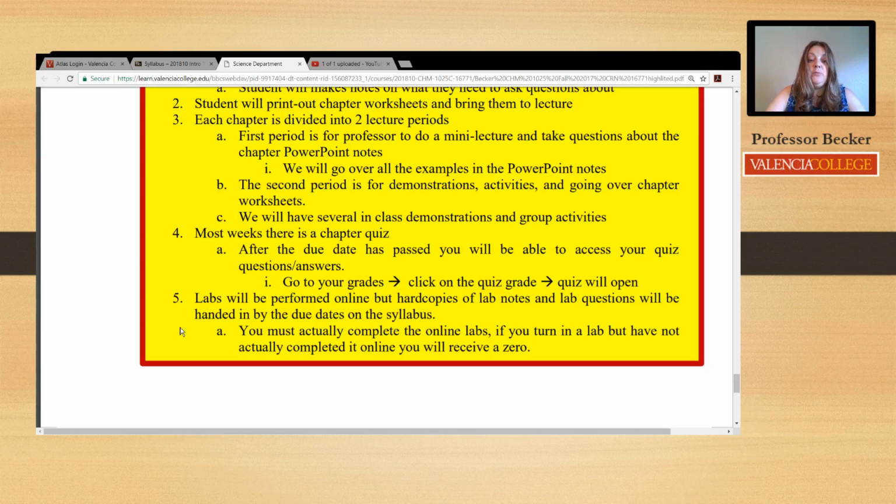Remember that labs will be performed online, but the hard copies of the lab notes and the lab questions will be handed in by the due dates on the syllabus. The hard copy is what's being graded. You must actually complete the online labs. Even though you're not submitting it through Late Night Labs, I will still be able to tell if you've actually performed the lab. You have to perform the lab and then fill out the sheet with the lab notes and the questions and hand that in. If you hand in a lab and you haven't actually done the lab, you will get a 0.